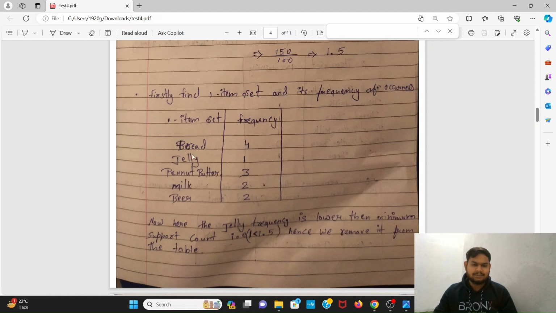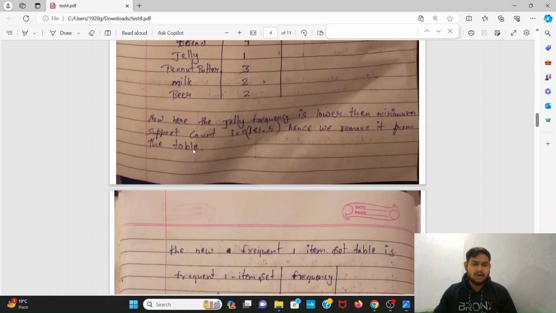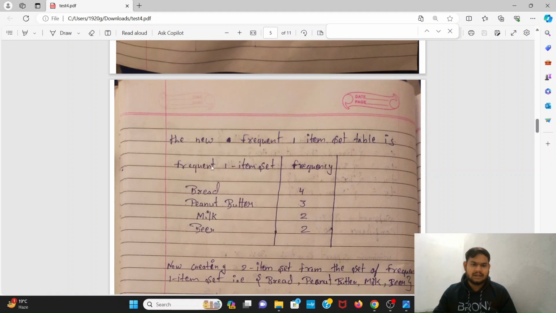The one-item sets include bread, jelly, peanut butter, milk, beer. Frequency of bread is 4, jelly 1, peanut butter 3, milk 2, beer 2. Here the jelly frequency, which is 1, is lower than the minimum support count of 1.5. Hence, we remove it from the table. The new frequent one-item set table is bread, peanut butter, milk, beer. Frequency of bread is 4, peanut butter is 3, milk 2, beer 2.